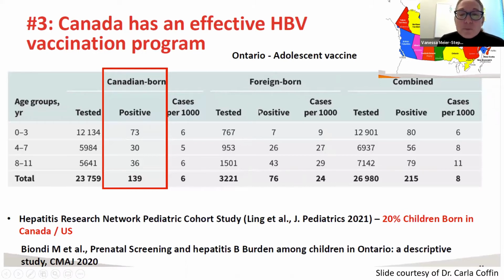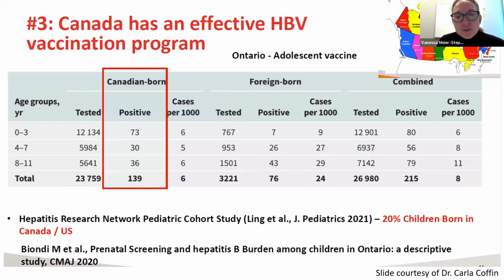So those people we could not have intervened on prior. But we have this cohort here wrapped around this red box of 139 children who were born in Canada that we missed the opportunity to protect from getting hepatitis B. So that's 139 children born on our soil. We had the ability to prevent their infection and we didn't.